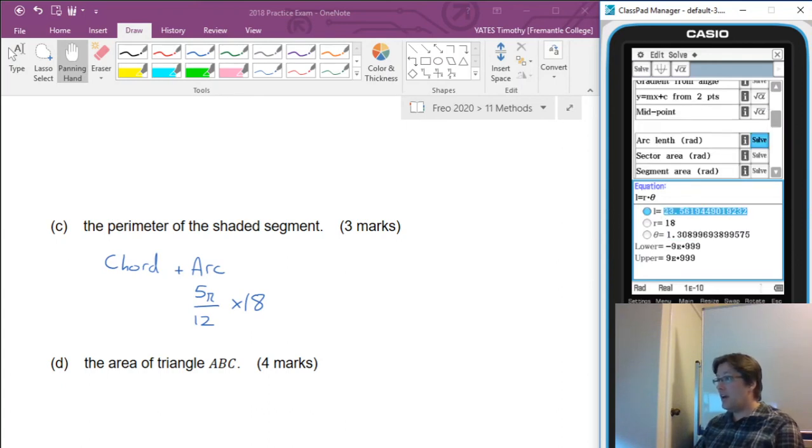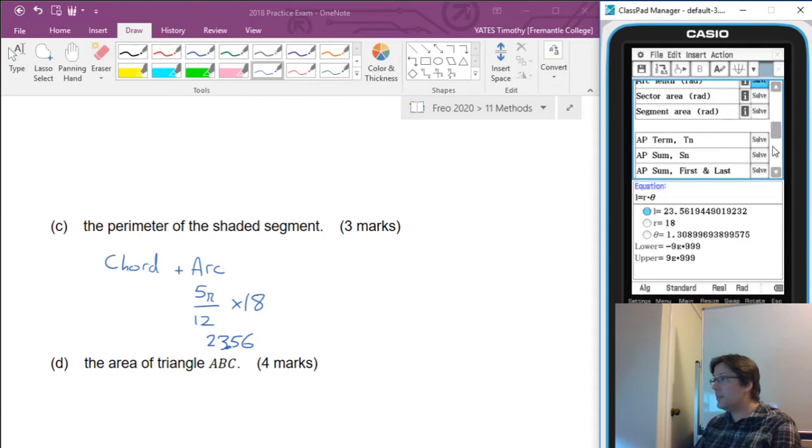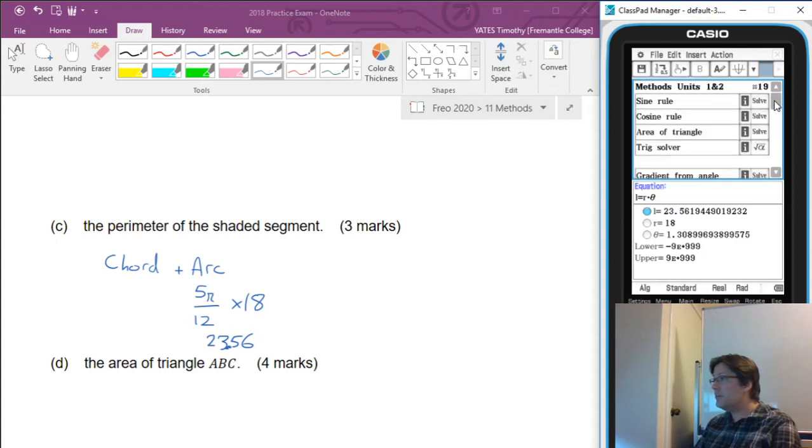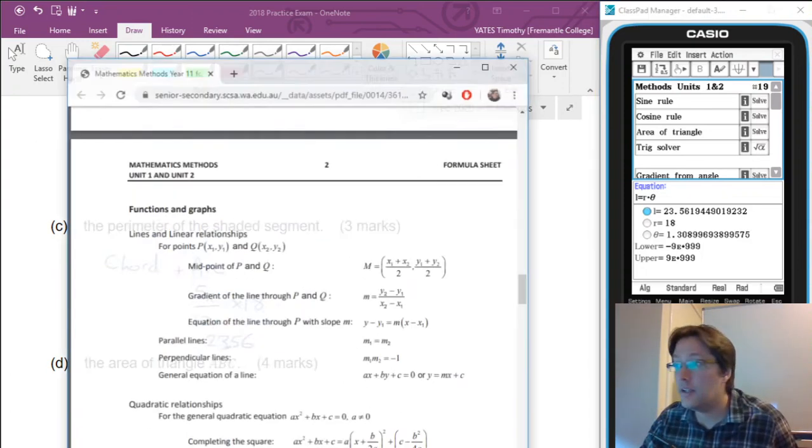So that's going to be 23.56. And the chord length, I think we've got that down here. Where is chord length? Oh, we don't have chord length in here. Anyway, we can find the chord length easy enough. That is just in here.